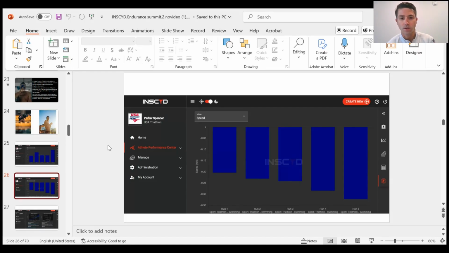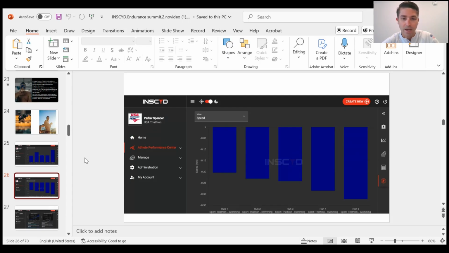So over the course of the off season, we focused on that, and then he was in the front pack out of the water in every race that he did this past season. One of the other features that I really like with INSCYD is I can take one of my athletes like Drew and compare him to somebody who is coming out of the water first.